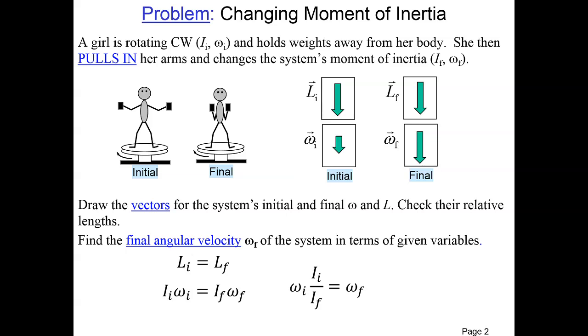Also notice if your final moment of inertia is smaller than your initial, then that means that the angular velocity increases, and if the reverse, if the final moment of inertia is larger, then your angular velocity is smaller.